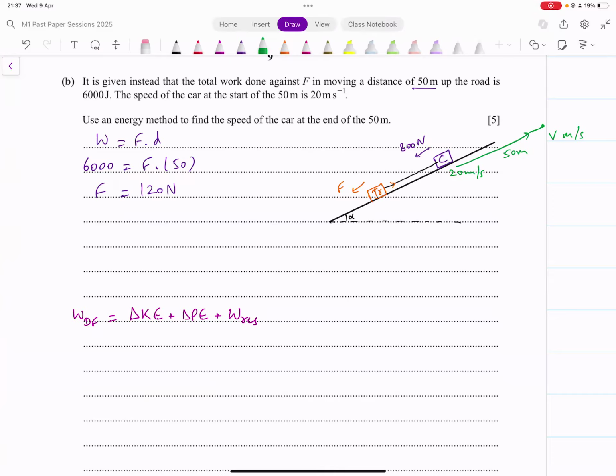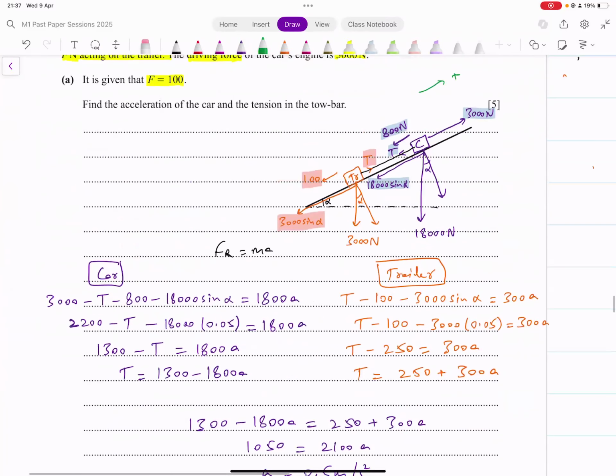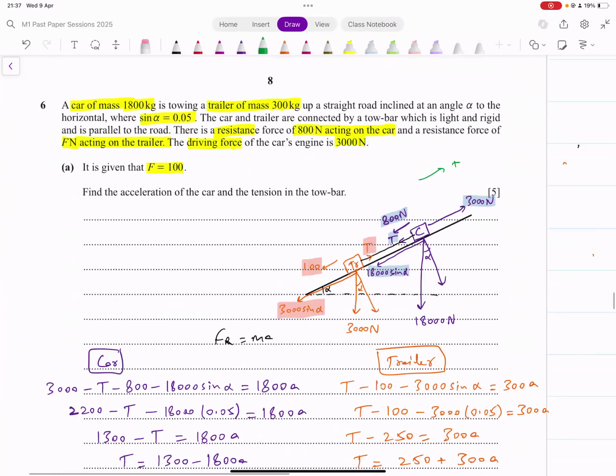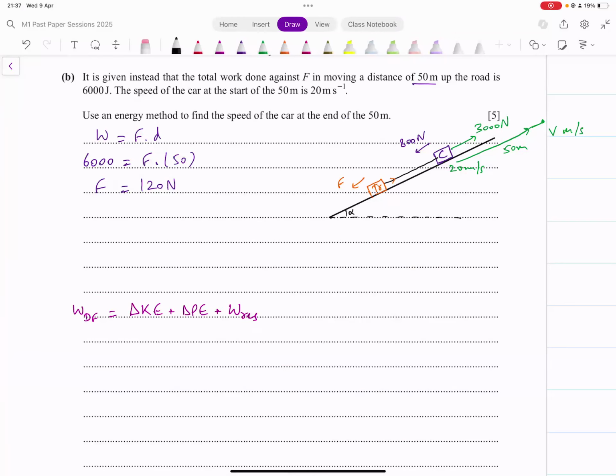Now that we understand that, let's input values in this formula. Work done by the driving force. What was the driving force? Driving force was given to be 3000 Newton. We are considering the whole system now. In energy questions like this, you think of the whole system. That makes things easier. You can consider them separately as well, but that will make things very confusing. I would recommend that you consider the whole thing together. On this whole thing, what's the driving force? 3000.